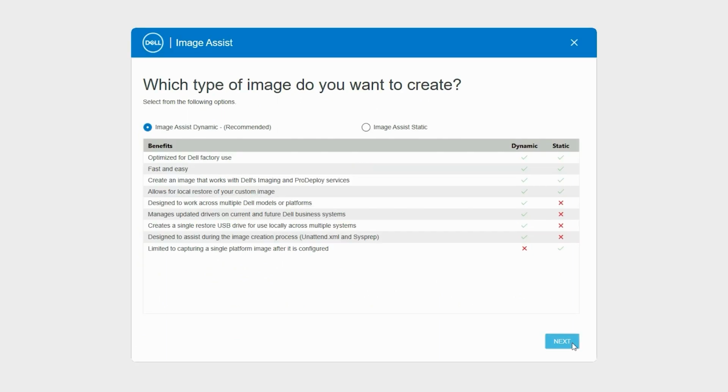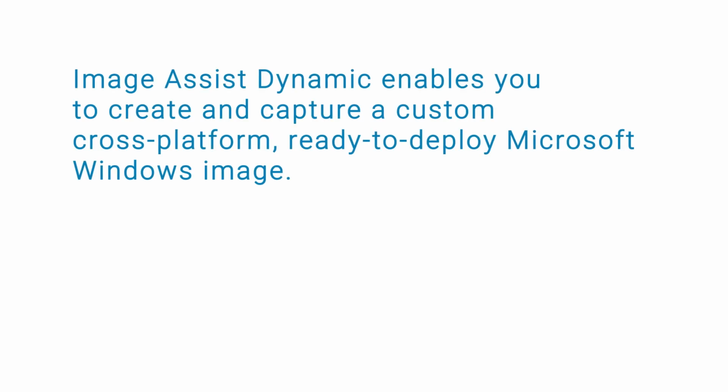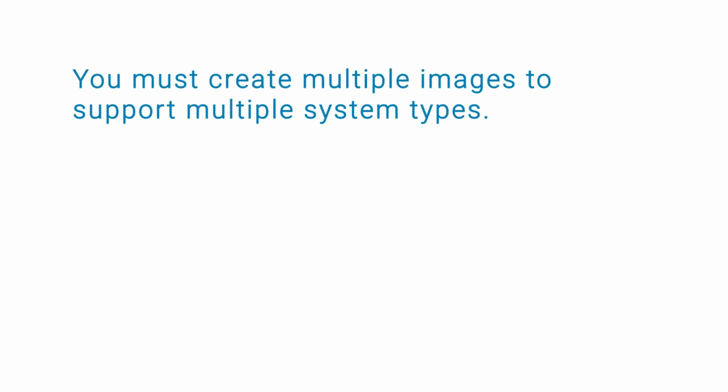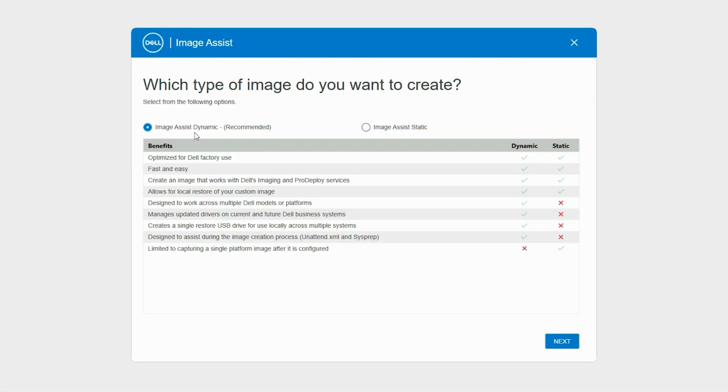Depending on your requirement, you can either use Image Assist Dynamic or Image Assist Static to create an image. Image Assist Dynamic enables you to create and capture a custom, cross-platform, ready-to-deploy Microsoft Windows image. Image Assist Static enables you to create and capture a Microsoft Windows image for a single platform. You must create multiple images to support multiple system types. It is recommended that you use Image Assist Dynamic to create your image.